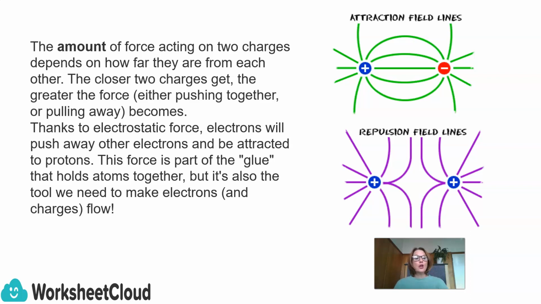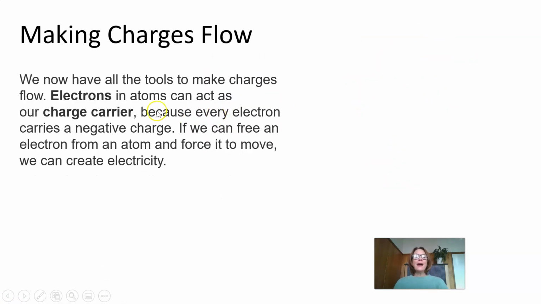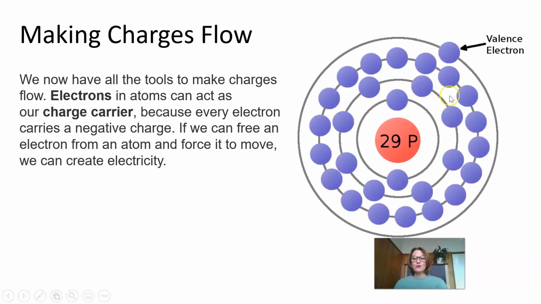This force is a part of the glue that holds the atoms together, but it's also the tool we need to make electrons and charges flow. So how do we make the charges flow? We now have all the tools to make charges flow. Electrons in atoms can act as our charge carrier because every electron carries a negative charge. If we free an electron from an atom and we force it to move, we can create electricity. Just remember the electrons on the outside of the atom are called valence electrons.